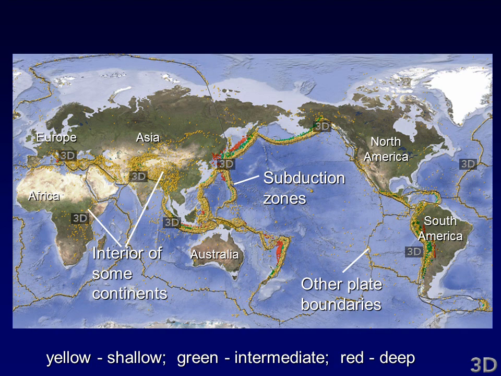And earthquakes along divergent boundaries, again, tend to be shallow and low in magnitude. So the larger earthquakes have to do with subduction zones generally, but you can also get large ones at transform boundaries like the San Andreas Fault.